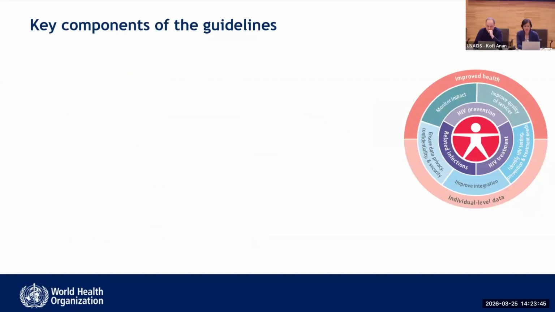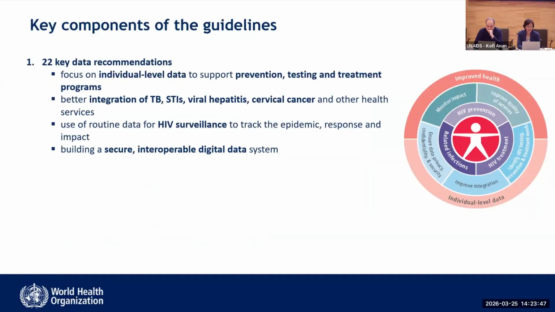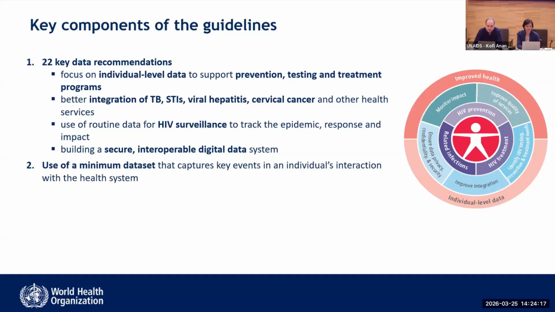So the key components of our guidelines are for HIV, there are 22 key data recommendations. They focus on individual level data to support prevention, testing, and treatment programs, the better integration of TB, STIs, viral hepatitis, and cervical cancer, and the use of routine data for HIV surveillance to track the epidemic. So that includes looking at approaches to measure HIV incidence. And finally, to build a secure, interoperable digital data system.